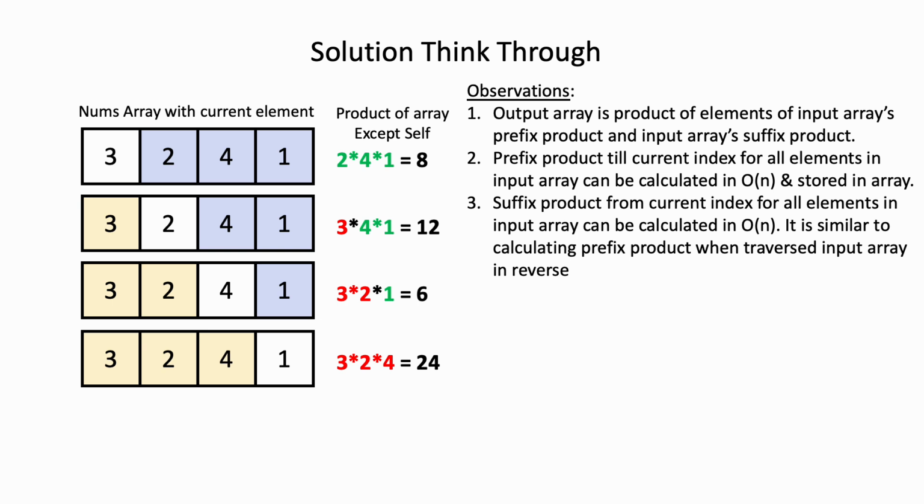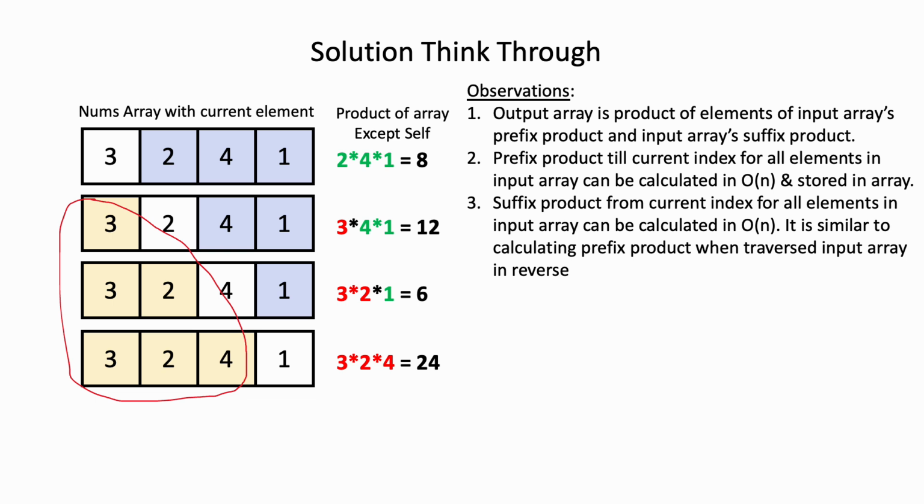stored in an array. The portions of the input array with different current index colored in yellow and highlighted in red are the elements contributing to the prefix product till the current index element.